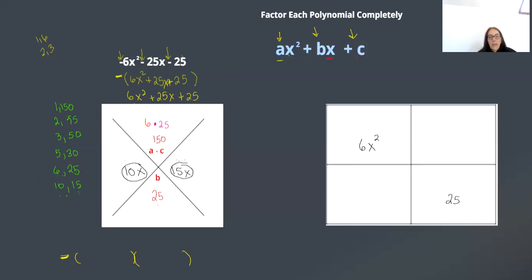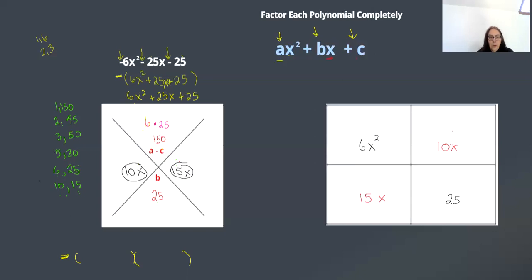And guess what? It doesn't matter which one you put in which box. So if you want to put the 10x here and the 15x here, that's awesome. All right. Or you could have put the 15x where the 10x is. It doesn't make a difference. This special box that we're working with is a magic box. So watch how it works.